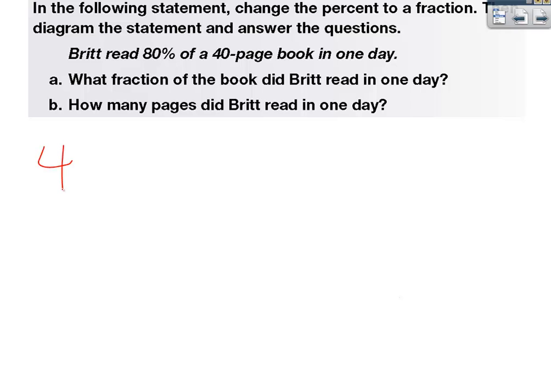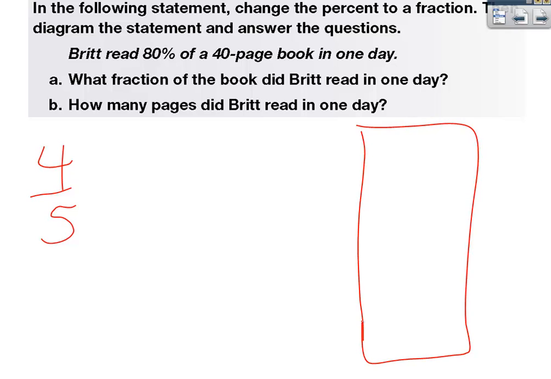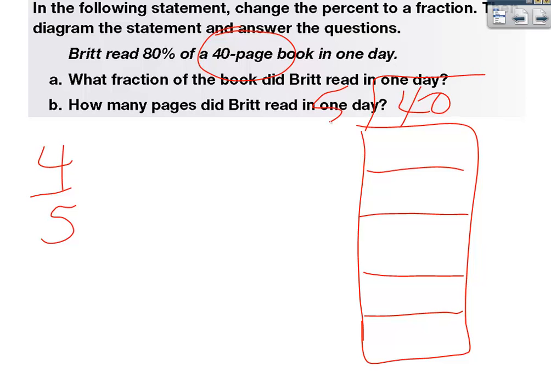So we've got 4/5, and because we've got 4/5, we're going to focus in on the fifths. So we're going to draw. And how many boxes should we have? 5, right? 1, 2, 3, 4, and 5. And we've got how many pages total? 40 pages total. So how many times does 5 go into 40? Yes, it goes in 8 times. So we're going to put an 8 in each one of these sections.